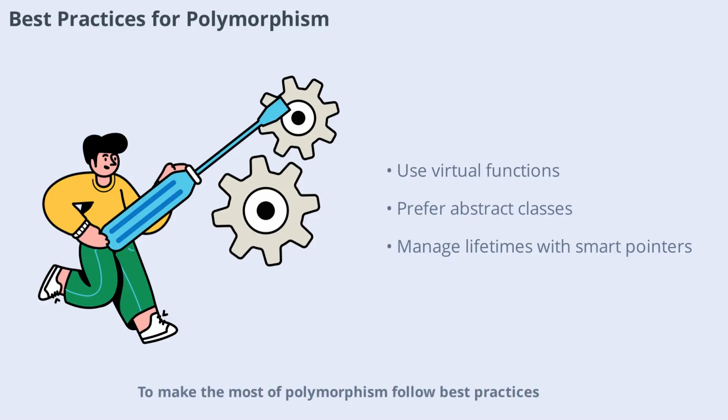To make the most of polymorphism, follow best practices. Always use virtual functions for behavior that should vary in derived classes, prefer abstract base classes for interfaces, and use smart pointers to manage object lifetimes. These habits will help you write safer, more maintainable C++ code.